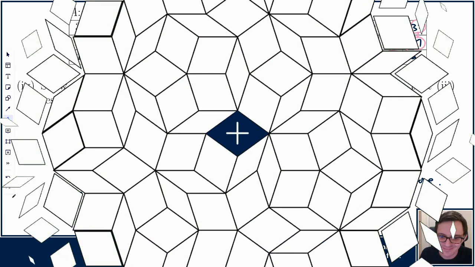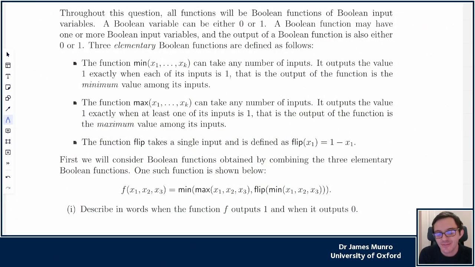That's question 6. Question 7 gives us the definition of some special Boolean functions. Those are ones that take inputs that are either 0 or 1, and the outputs are also either 0 or 1 in each case, depending on the inputs. Here are some examples. The min function takes any number of inputs, and it gives 1 exactly when each of the inputs is 1, and otherwise 0. The function max can take any number of inputs, and it outputs 1 exactly when at least one of its inputs is 1. As soon as one of them is 1, it says 1. It gives the maximum of all of those numbers.